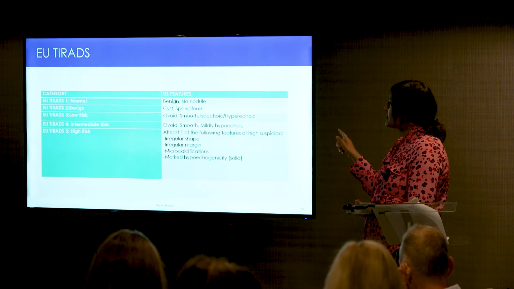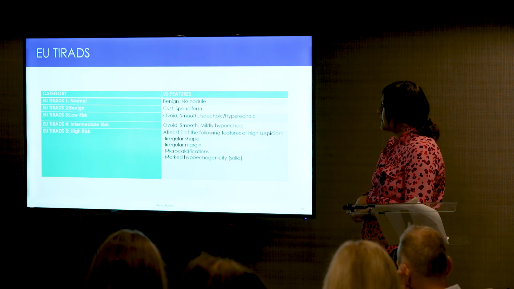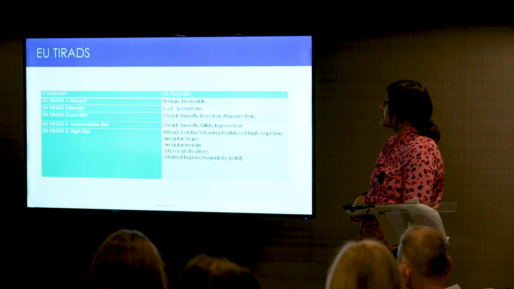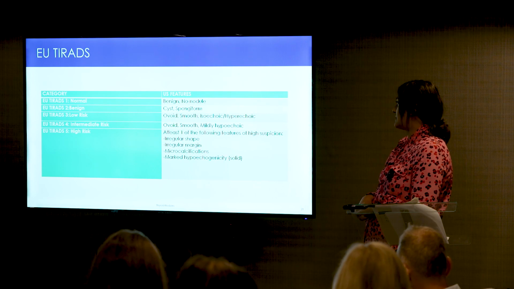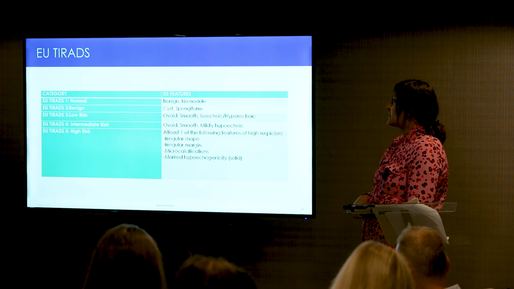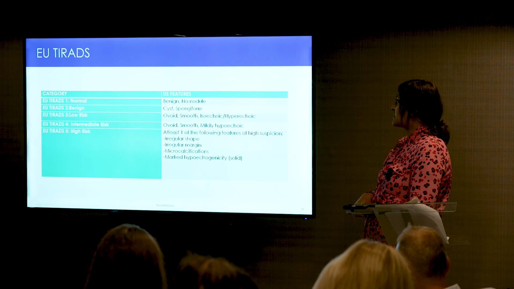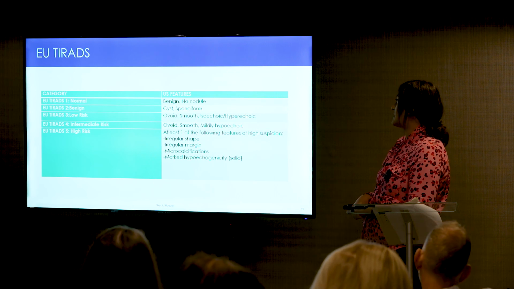So this is just a summary of the descriptive terminology which would fit into each grade. Again, EU TIRADS 1 refers to a normal thyroid gland without any nodules. So EU TIRADS 2 tends to be considered definitely benign, and I'll show you the malignancy risk in the pictures that I demonstrate in the next few slides.